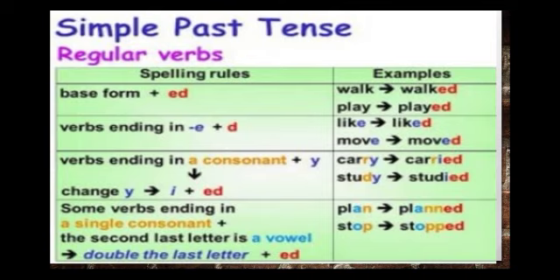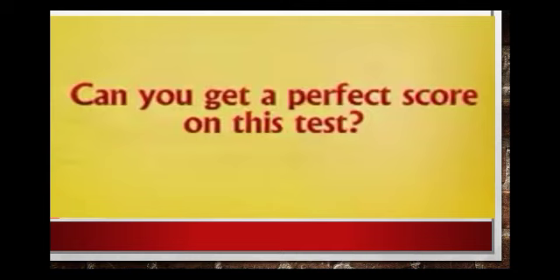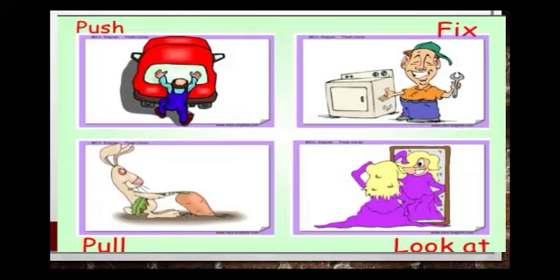Yes? Okay. If your answer is yes, then there's a test for you. Let me see. Can you get a perfect score on this test? Now what you have to do is, you have to look at those pictures which I'm going to show you. Then you will tell me the second forms of the verbs that are mentioned on those pictures. Are you ready? Let's start. Look at the first slide. Look at these pictures and think about their past tenses. Let's check now.